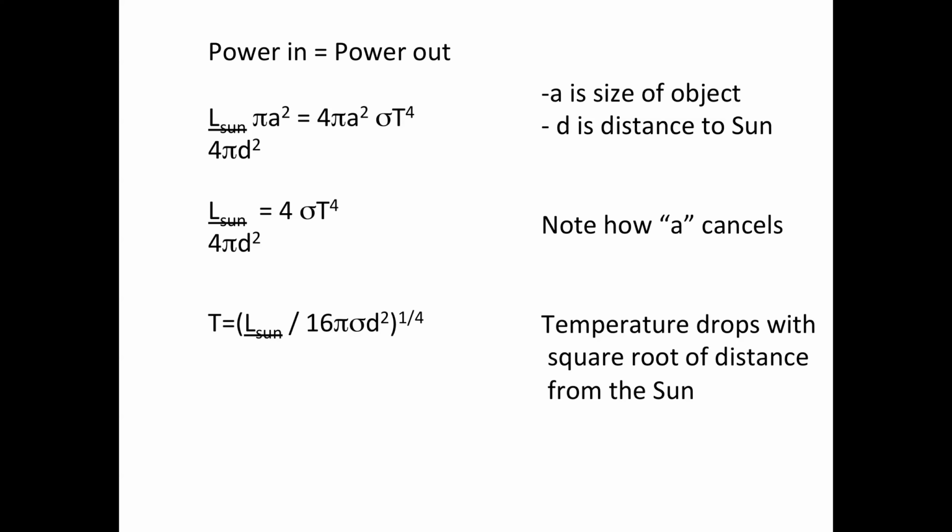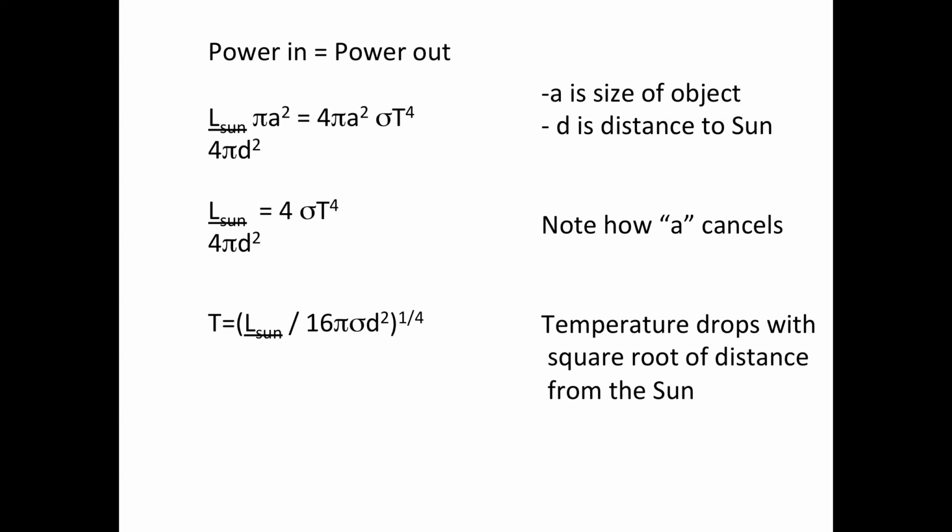You can rearrange this equation by moving the 4 sigma over to one side and taking the fourth root, and you have that the temperature of an object is equal to the luminosity of the sun, or the central star in the system, divided by 16 pi sigma d squared, all to the 1/4 power. Since you have that d squared inside and the 1/4 outside, this is going as 1 over d to the 1/2. So the temperature of an object in equilibrium drops as about the square root of the distance from the sun.